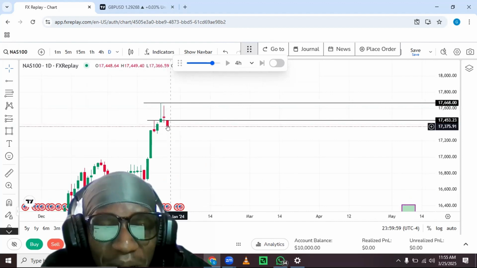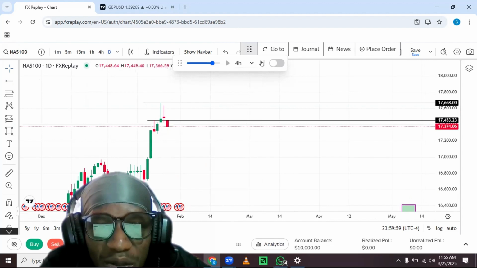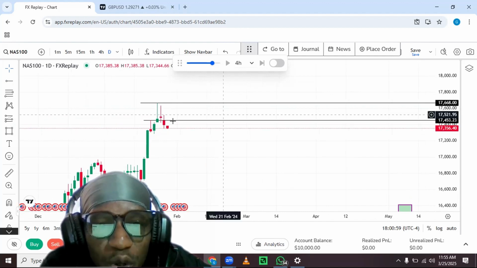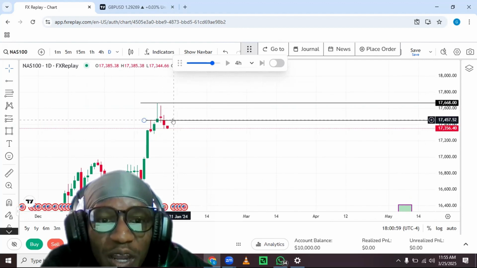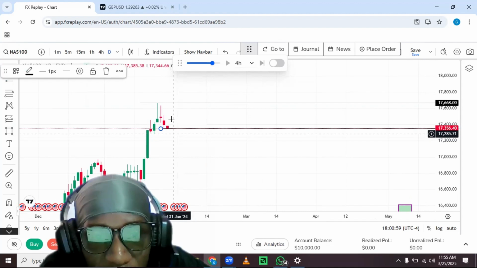We don't close above this day, so I won't immediately say we are bearish now and we are selling. No, I want to see the second day. So now this day also closed below. So now I'm anticipating this is going to be a bearish day.